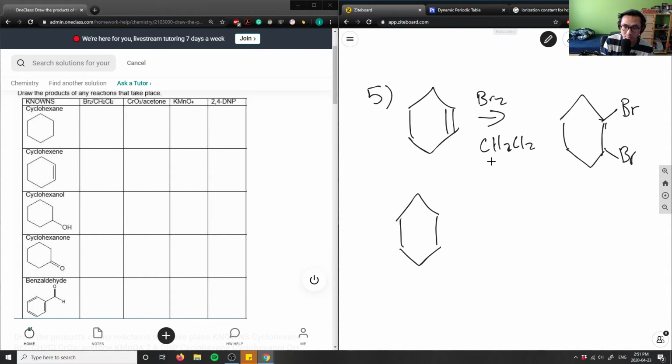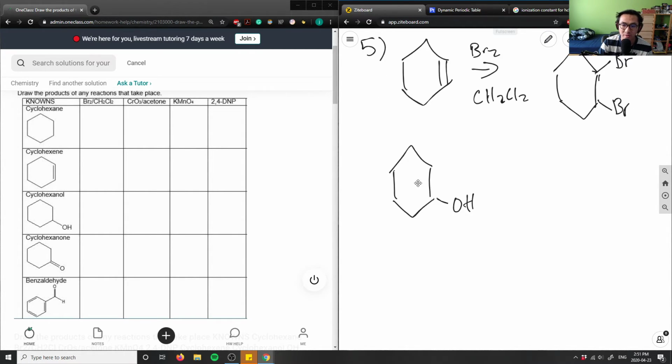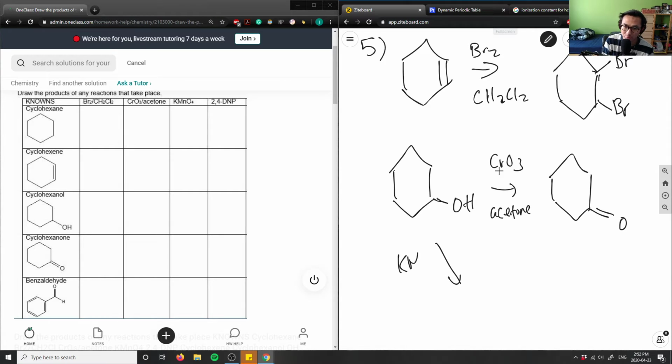Cyclohexanol would be OH. If I react it with Br2, I will get no reaction. Again, the OH group is a tough leaving group. This is a very, very strong bond, and it will not leave. Br2 would not substitute OH, so I would not get a reaction here. CrO3 in the presence of acetone as its solvent would give me an oxidation reaction. It would give me an oxidation, and I would get a ketone, right? Same if I were to use KMnO4, I would also get a ketone here.